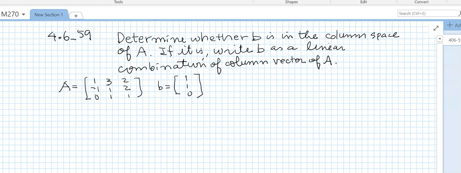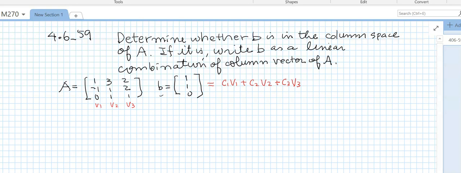Determine whether B is in the column space of A. If it is, write B as a linear combination of the column vectors of A. What that means is, if I call these column vectors V1, V2, and V3, is it possible to write B as C1 V1 plus C2 V2 plus C3 V3? That's what it means.